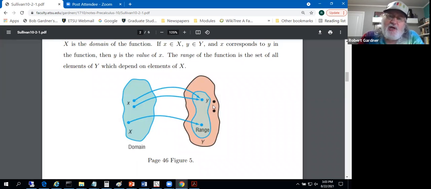The range is the stuff over here that's images of things over there, the things over here which correspond to things over there. So the range consists of these 2 points because I look for, throughout set X, things that correspond to the elements of X. This corresponds to both these, and this corresponds to this point. So these 3 things in the domain correspond to these 2 things. Therefore, these 2 things form the range. These 2 points out here, there's no arrows going into them. They're not part of the range.